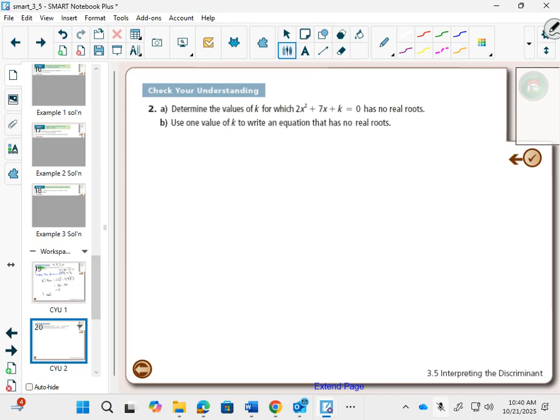These are the hardest discriminant questions. Ones that say, determine the value of k so that that has no real roots. Whenever a question tells you one root, two roots, or no real roots, this is the hint to use the discriminant. We have to use the b squared minus 4ac.